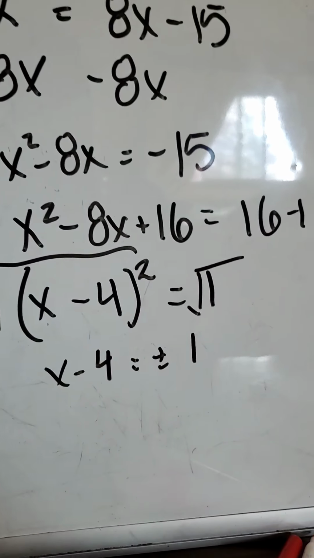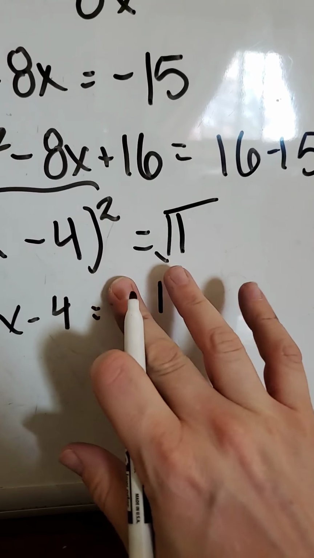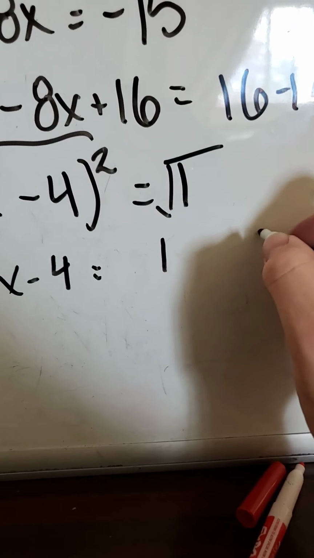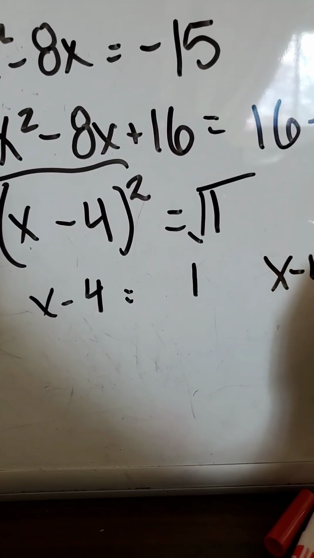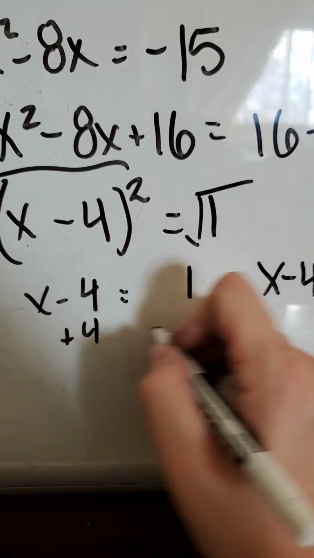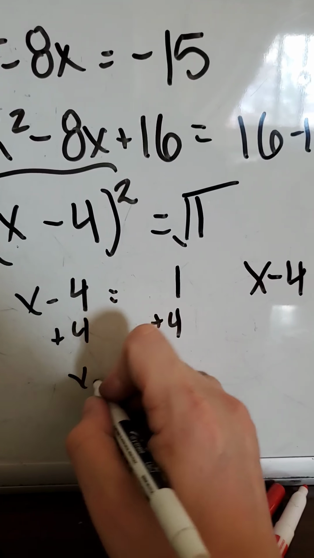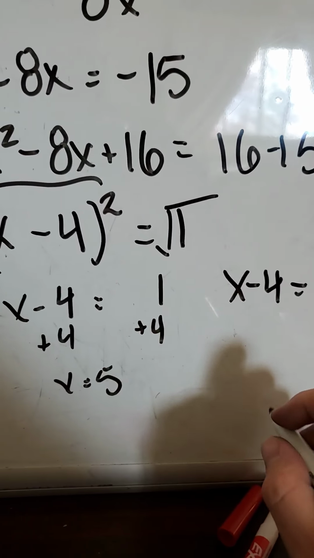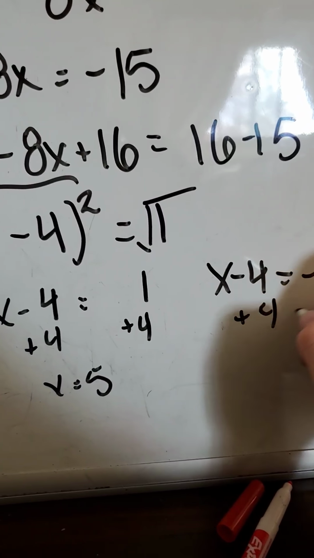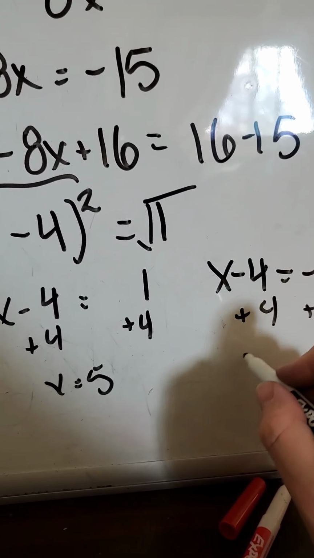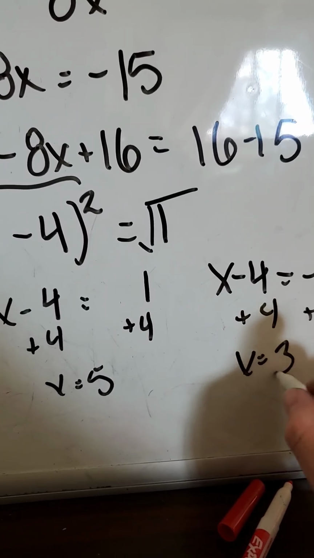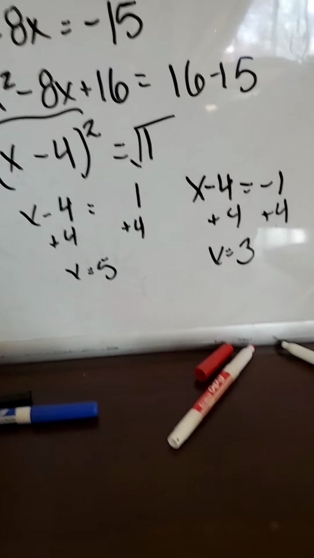All right, now I can split this up into x minus 4 equals 1 and x minus 4 equals negative 1. Add 4 to both sides. X equals 5. Add 4 to both sides. X equals 3. Done. 3 and 5.